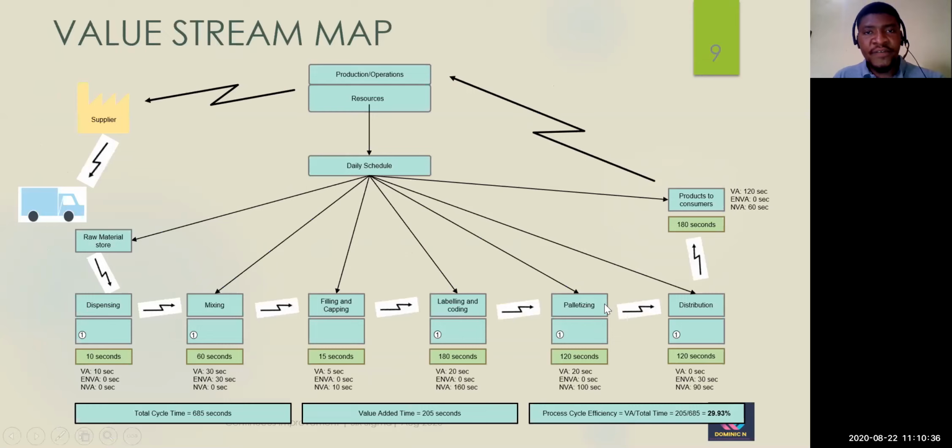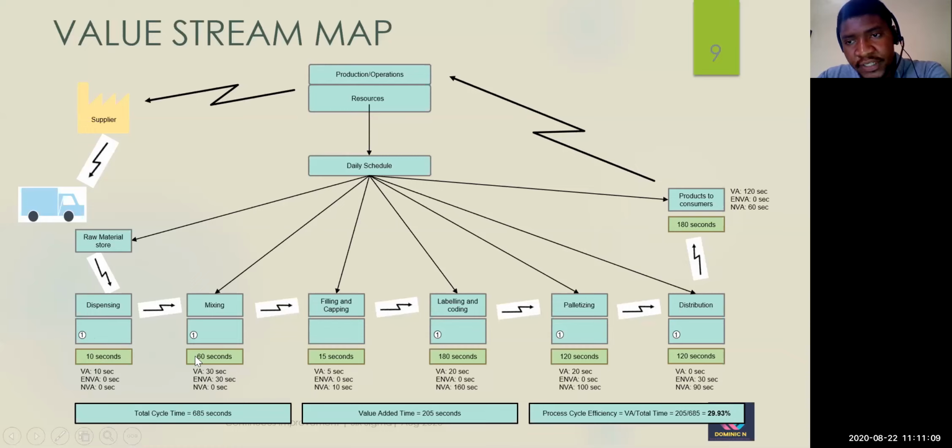Okay, so this is what a value stream map will look like. I just put a small case study here from production and operations to supplier. So the supplier brings in your raw materials, it's transported to your warehouse, then you move it to where it is dispensed, then to where it is mixed for each of your processes. When you're drawing this, note that for each process, you need to put the value added time. Here I'm saying 10 seconds, which is the total. And you need to put the essential non-value added time. You need to put the non-value added time.